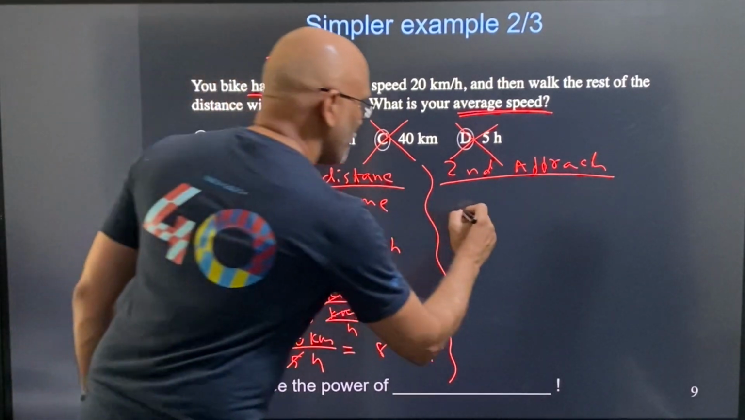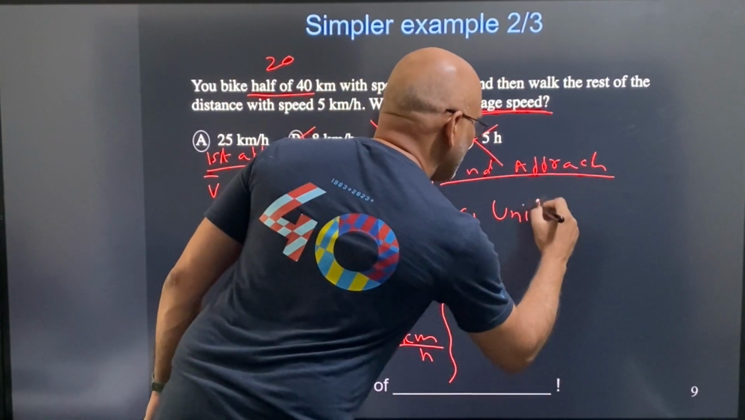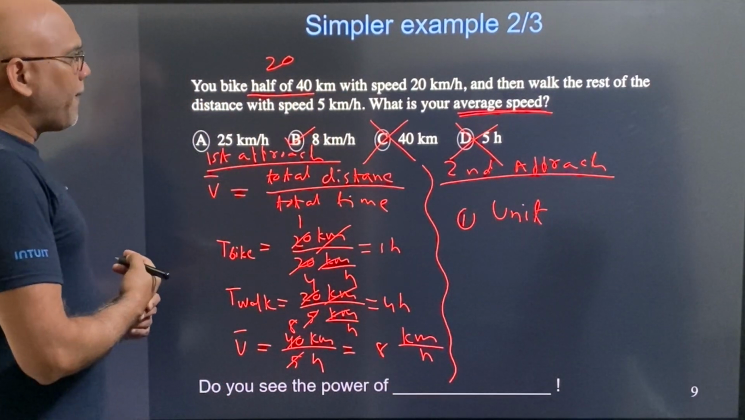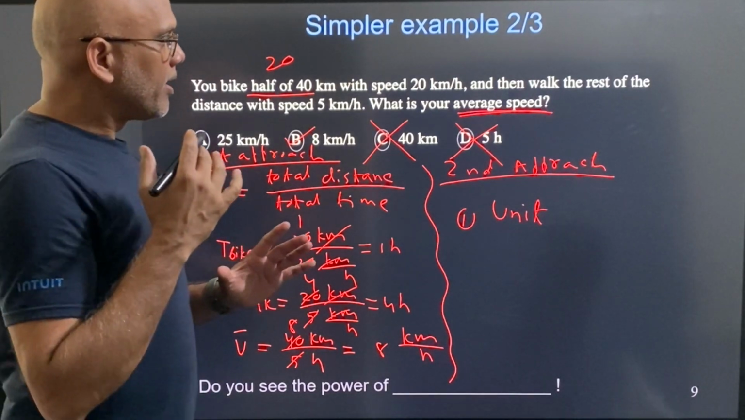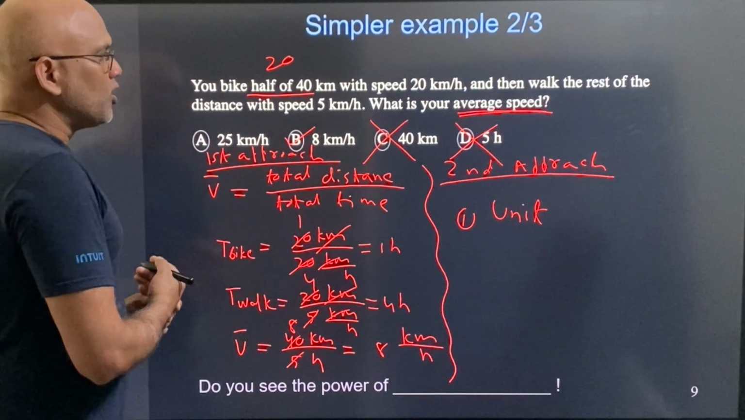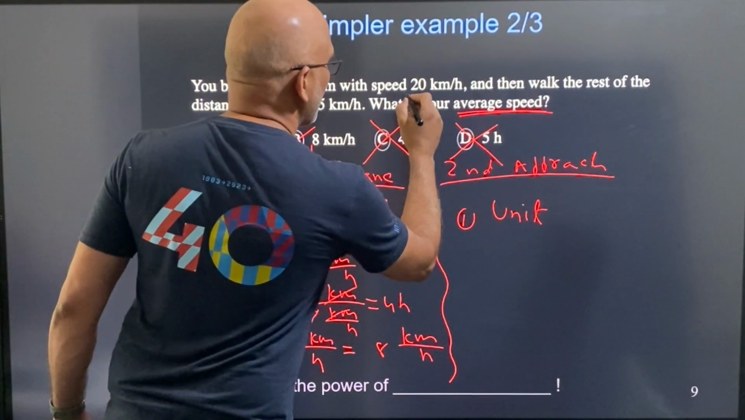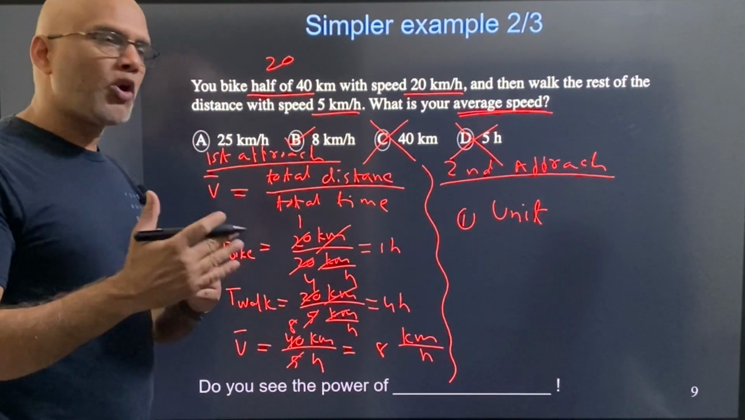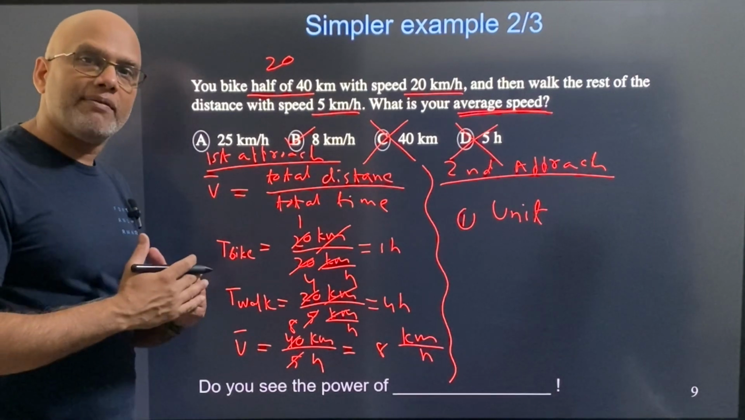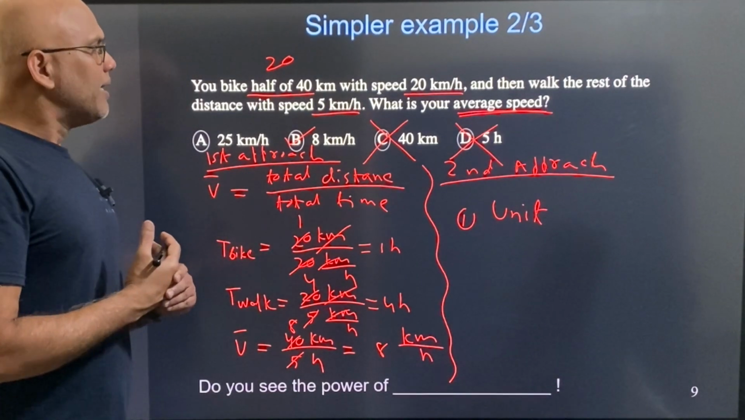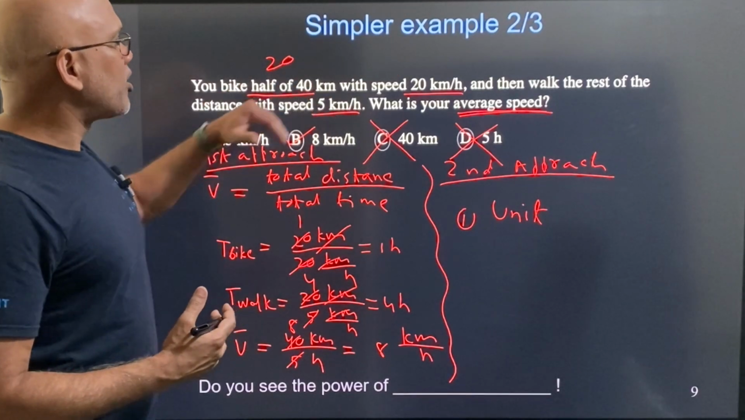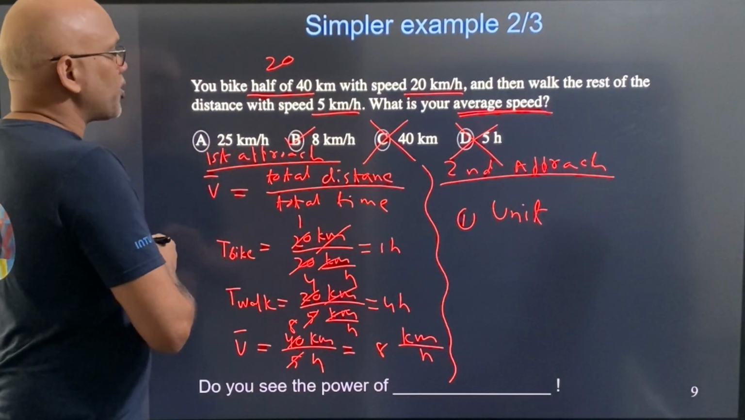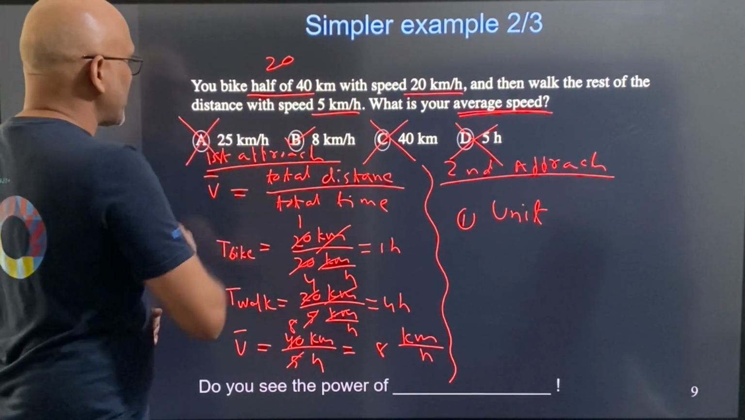All right. So first, we are taking a look at units. Okay. So both these have the correct unit. So we are good. But can we do another intelligent thinking? So we have two speeds. We are biking at 20 kilometers per hour and then walking at 5 kilometers per hour. So the average is going to be between 20 and 5, right? Or 5 and 20, right? It cannot be more than 20. It cannot be less than 5, right? So that means it cannot be 25 kilometers per hour. That is more than 20, right? So this cannot be the correct choice.